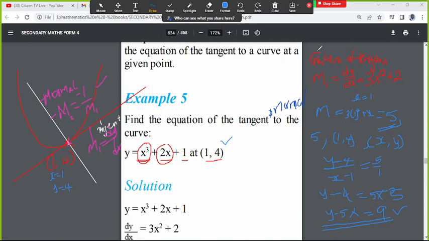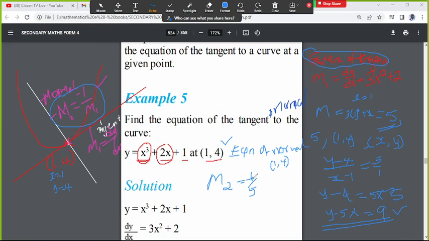Then, what about the equation of the normal? We get back and we agreed here that M2 is equal to reciprocate M1 and change the sign. So, equation of the normal: the normal to the curve at 1, 4. So we need M2. So gradient M2 will be equal to negative 1 over 5.